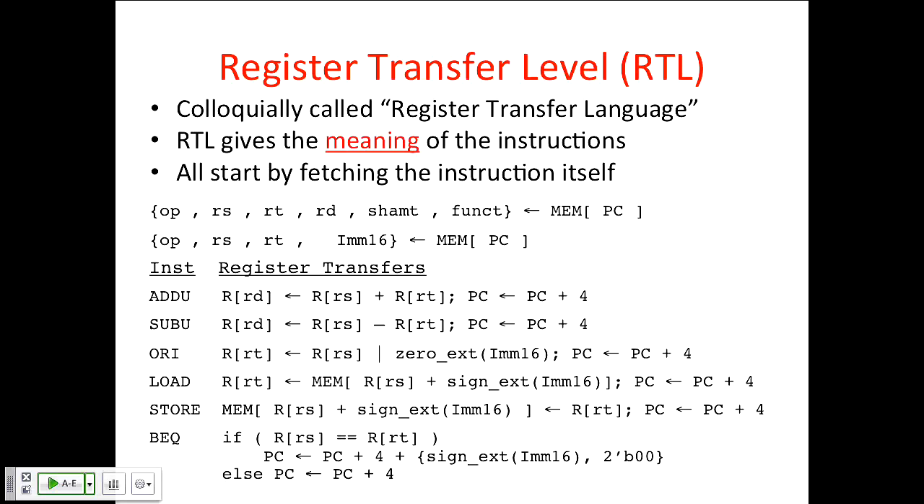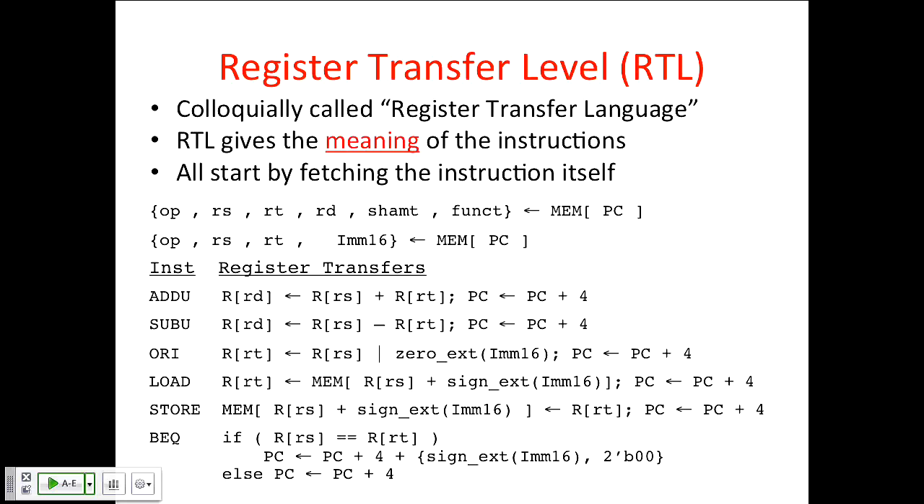A load returns the value at a memory location whose address is given by the register value in the register indexed by the RS field, added to the 16-bit immediate, now sign extended out to 32 bits. And then we also increment the PC by 4. A store is kind of the reverse. It stores to that location a value from the register file. It also increments the PC by 4.